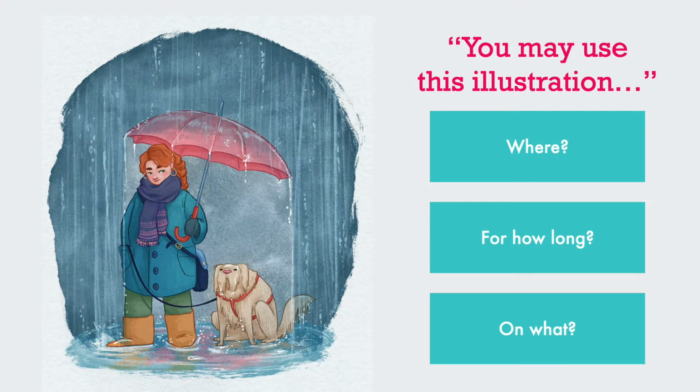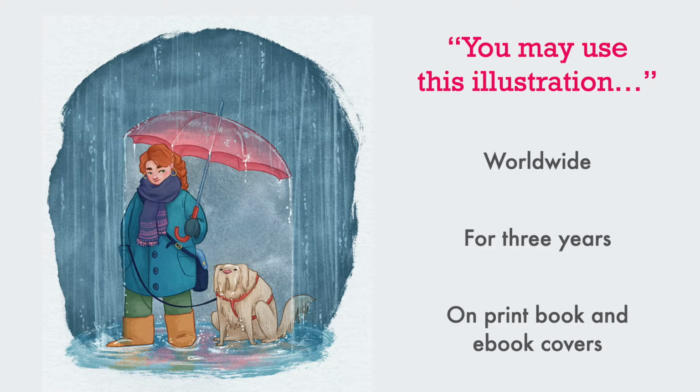But what it is, is a series of restrictions and options for the client as to how they can use the work. To give you a brief explanation of what a license looks like, it could be something like this. You may use this illustration for these 3 things. So a license is made up of where they can use the work, for how long, and on what. As an example, it could be you may use the illustration worldwide for 3 years on print book and ebook covers. That is all a license is.